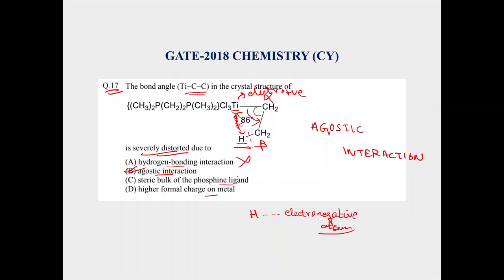The next thing is steric bulk of phosphine ligand. Steric bulk is not playing any role here because there is no steric hindrance for this hydrogen. And the other one is higher formal charge on metal. That also doesn't have anything to do with this interaction between titanium and hydrogen. So the correct option is agostic interaction. Is it clear? Yes, ma'am.